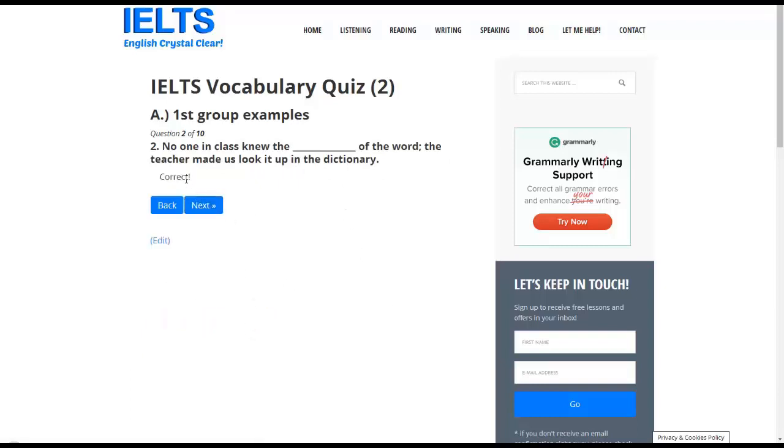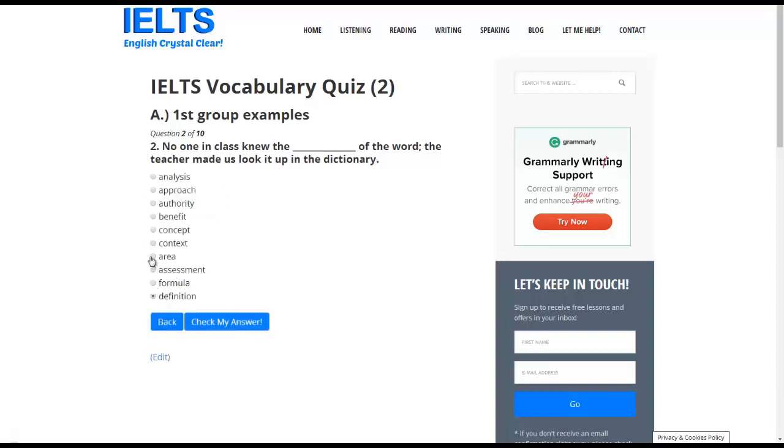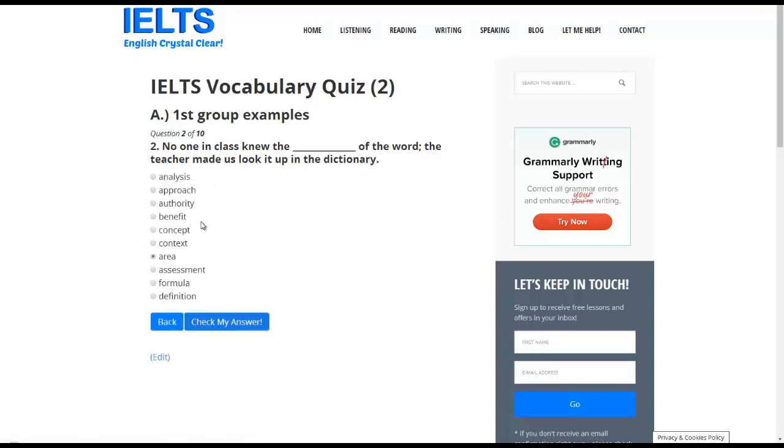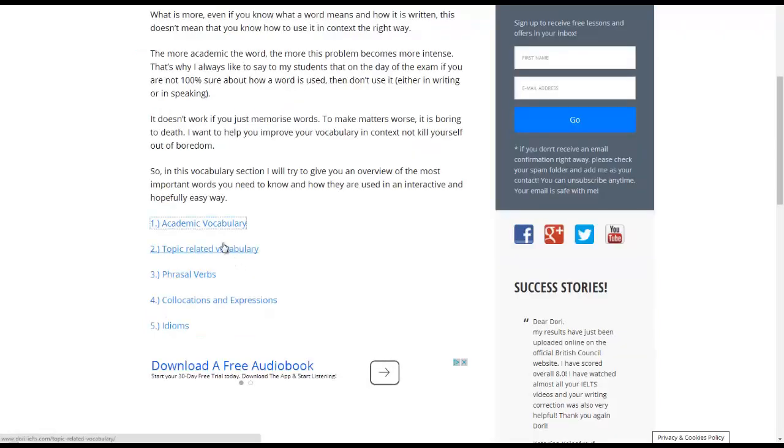So check my answer, correct. And if it wasn't correct, let's just say that I choose something else, it would say try again. So in this way I actually learn the words. Now let's go back to topic related vocabulary number 2 over here.